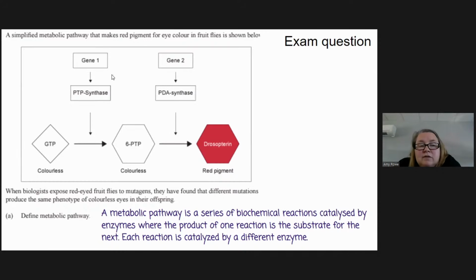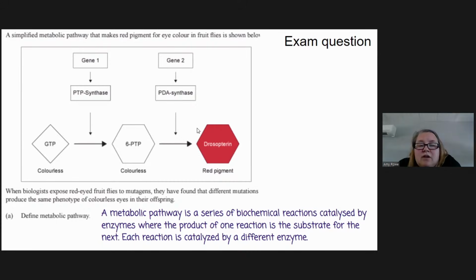Gene 1 still works, still produces PTP synthase, and PTP synthase is still busily converting GTP to 6-PTP. But that's where our metabolic pathway stops. So we would see a buildup of 6-PTP. Drosophilin would not be produced. 6-PTP is colourless, and so our flies would have colourless eyes. So if you have a mutation in gene 1, you'll have colourless-eyed flies. If you have a mutation in gene 2, you'll also have colourless-eyed flies. If you had a mutation in both of these genes, you would still have colourless-eyed flies.